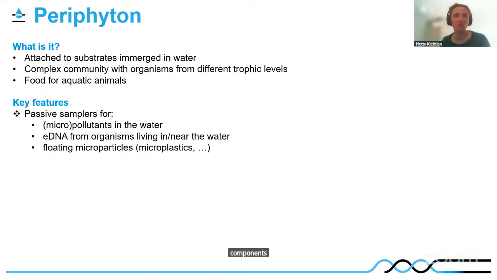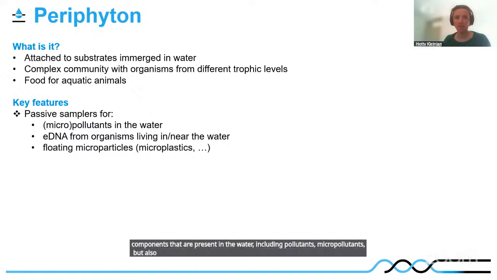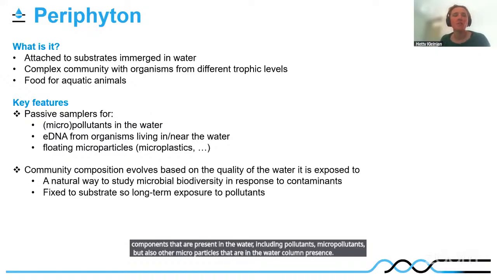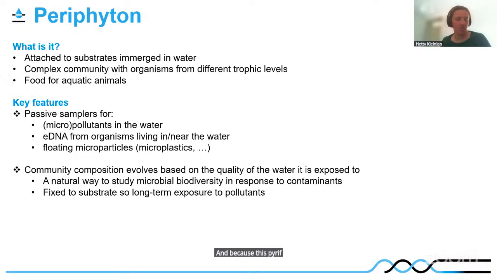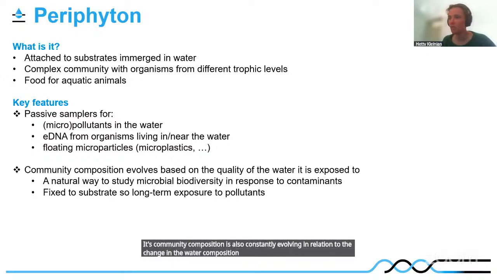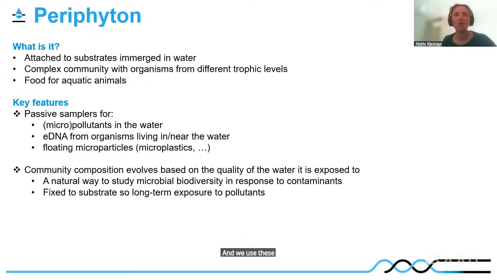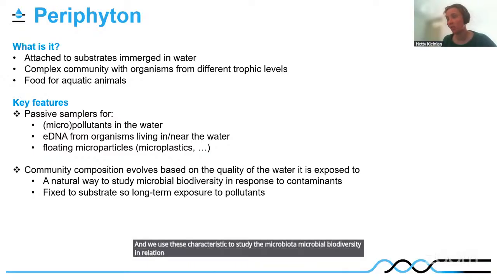components that are present in the water, including pollutants, micropollutants, but also other microparticles that are present in the water column. And because this periphyton is continuously exposed to the water, its community composition is also constantly evolving in relation to the change in the water composition. And we use this characteristic to study the microbial biodiversity in relation to the contaminants that are present in the water.